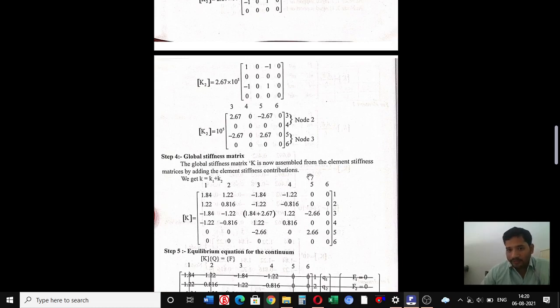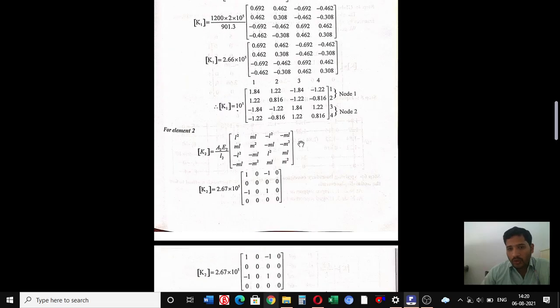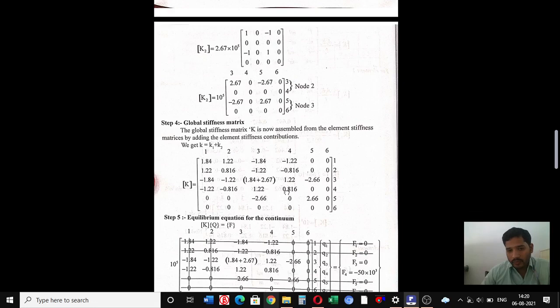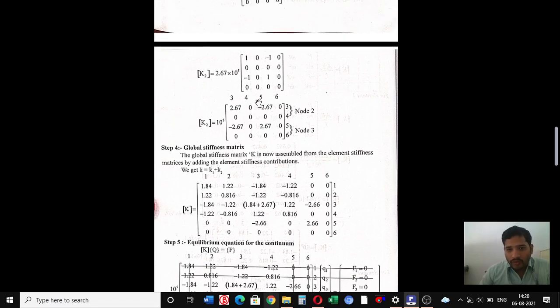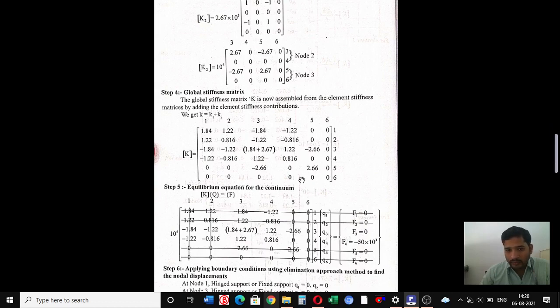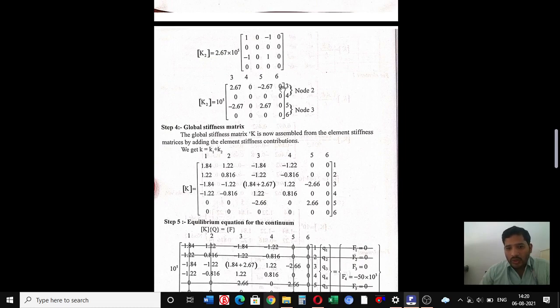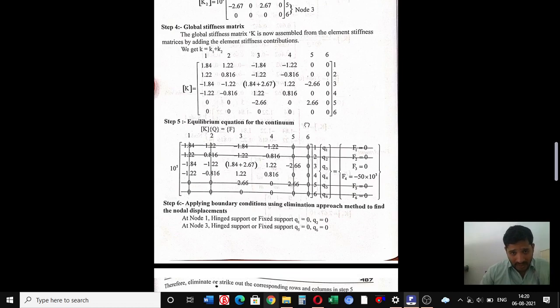Again, you have to check here. Third node to the fourth node, how much do you get? 1.22. Again, third node to the fifth node, is it available? It is available. How much is the value? Minus 2.67. Clear? So third node to the sixth node, how much is the value? 0. The same concept we need to follow up to the 6. Clear, dear? I hope so. No one is having confusion up to here.